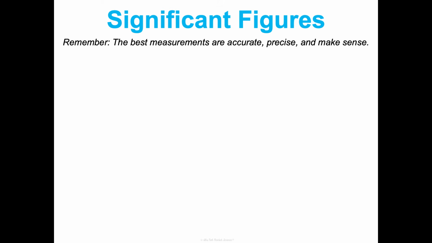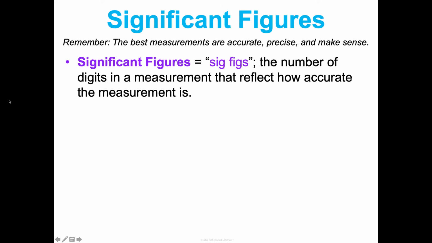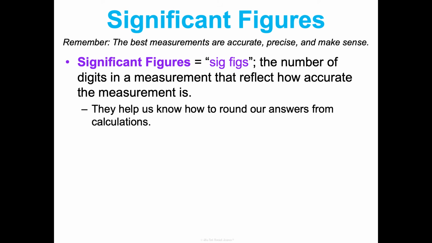So remember, again, I've said this over and over, the best measurements are accurate, they're precise, and they make sense. And so something that we often need to do then is utilize significant figures. So significant figures or significant digits or sig figs are the number of digits in a measurement that reflect how accurate the measurement is. And really, y'all, all you really need to understand for this is you really need to know how to round your answers from your calculations.